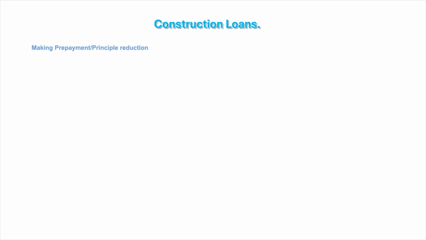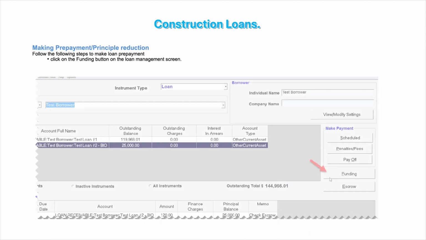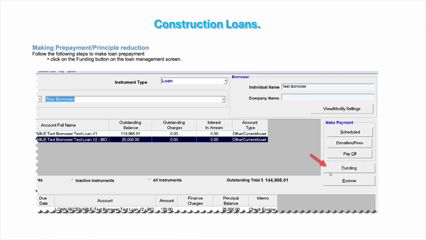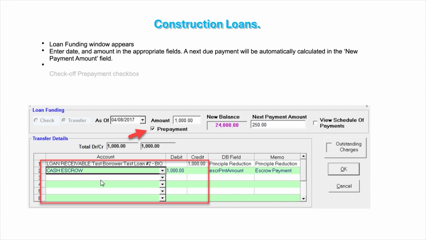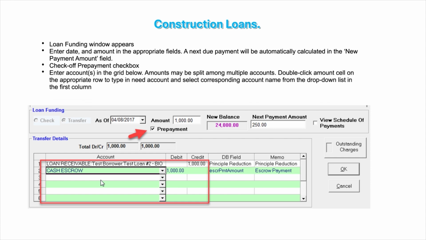Making prepayment, principal reduction. Follow these steps to make a loan prepayment. Click on the Funding button on the Loan Management screen. When the Loan Funding window appears, enter date and amount in the appropriate fields. The next due payment will be automatically calculated in the New Payment Amount field. Check the Prepayment checkbox. Enter accounts in the grid below. Amounts may be split among multiple accounts.